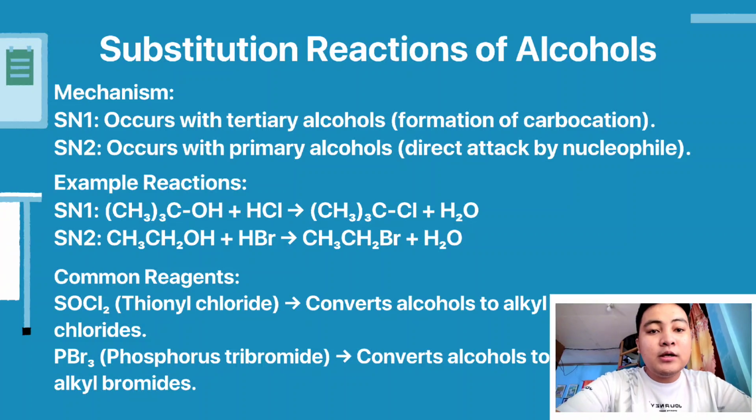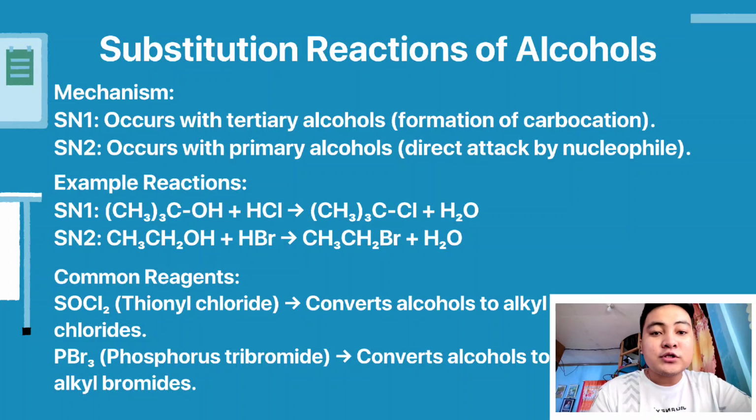SN2 mechanism, primary and some secondary alcohols. The SN2 reaction is a one-step process that occurs in primary alcohols due to the minimal steric hindrance. The nucleophile directly attacks the carbon, displacing the OH group in a backside attack mechanism. This causes an inversion of configuration. Example: ethanol reacts with hydrobromic acid to form ethyl bromide and water. Since the reaction is concerted, no carbocation forms, making it faster for primary alcohols.